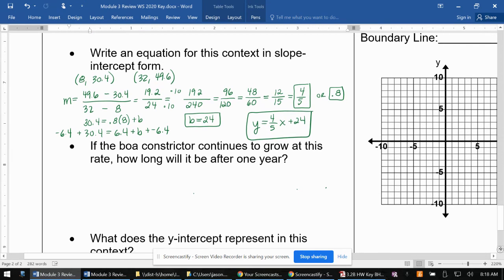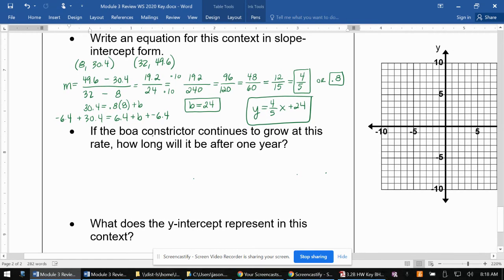Follow-up questions are, we want to figure out how long the boa constrictor will be after 1 year. So we're going to set time equal to 52 weeks. And we have y equals, we can pick whichever one. I'm now maybe going to go back to this one so that I can type this a bit quicker in my calculator. And that comes out to be 65.6 inches.